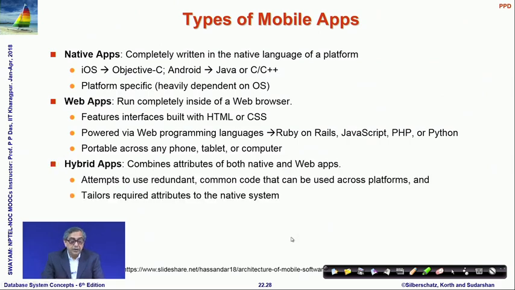And certainly, there is a third kind where you combine the attributes of both native and web application. You can very easily understand that if your application is a native one, then it is not portable across devices. An iOS application will not run on Android and so on. If it is a web app, then it is portable across different phone, tablet or computer, because you are using generic technologies. So, you could do a hybrid app also, where you could use common code which is usable across platforms, and add some tailored functionality in terms of the native system. So, these are the typical kinds of mobile apps that you may be developing.